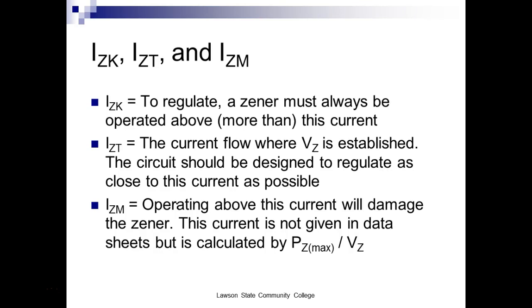So to regulate, a Zener must always be operated above what? IZK. Everybody understand that? And that's going to be given in the data sheet. IZT is the current flow where VZ is established. The circuit should be designed to regulate as close to this current as possible. IZ max is the limit; operating above this current, the Zener family is burned up. It's not given in the data sheet, but they give you the maximum power. So if they give you the maximum power in the data sheet, you calculate IZ max by taking I equal to P over V, right?